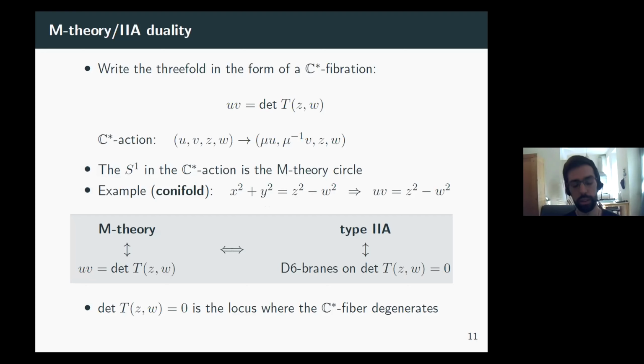The relationship then is the following. We have M theory placed on top of this threefold, UV equals the determinant of this matrix T. And by reducing on the M theory circle, we obtain type IIA with D6-branes that live on the locus determinant of T equals 0, where the C-star fiber degenerates. In the following, I'll be interested in the right-hand side of the story. So in type IIA theory with D6-branes, we will consider strings stretching between the D6-branes on this locus.